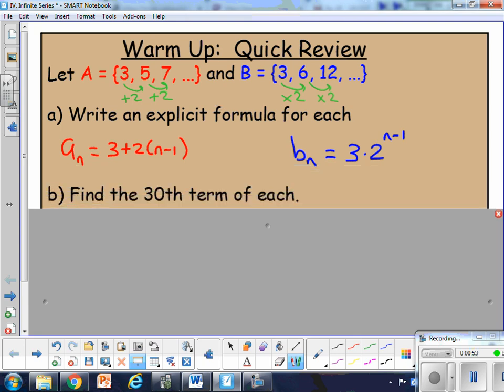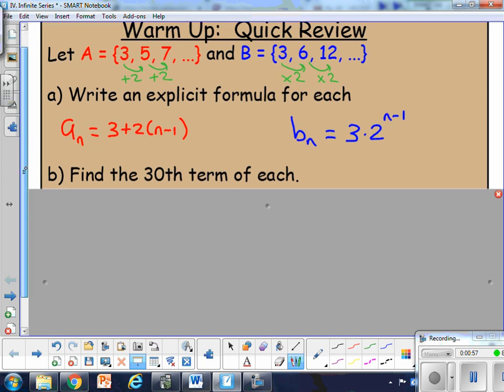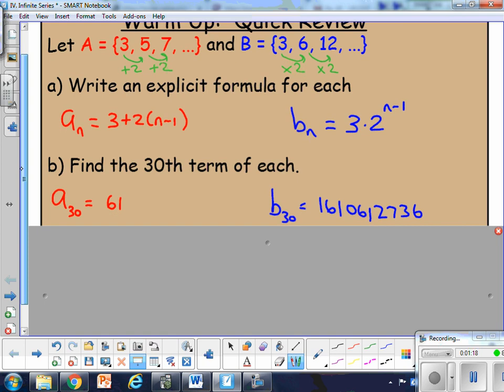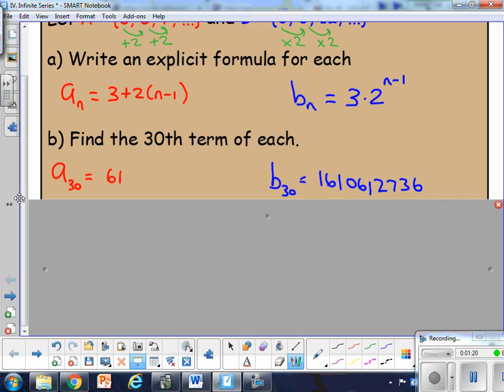Okay, those formulas, again, explicits, are used to find any term in the sequence, right? So when you want the 30th term without having to list the entire sequence, you can simply plug in 30 for the n, and you can verify the answers on those. We should be getting 61 for sequence A, and then sequence B, since you're multiplying by 2, those numbers get really, really big. So huge number there.